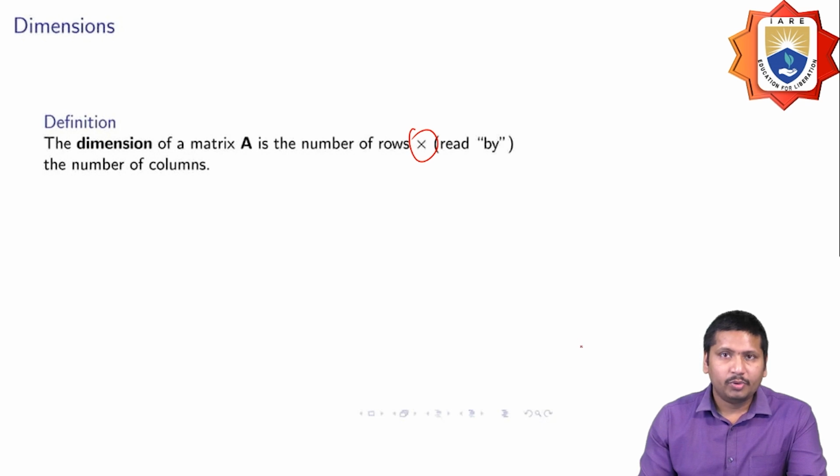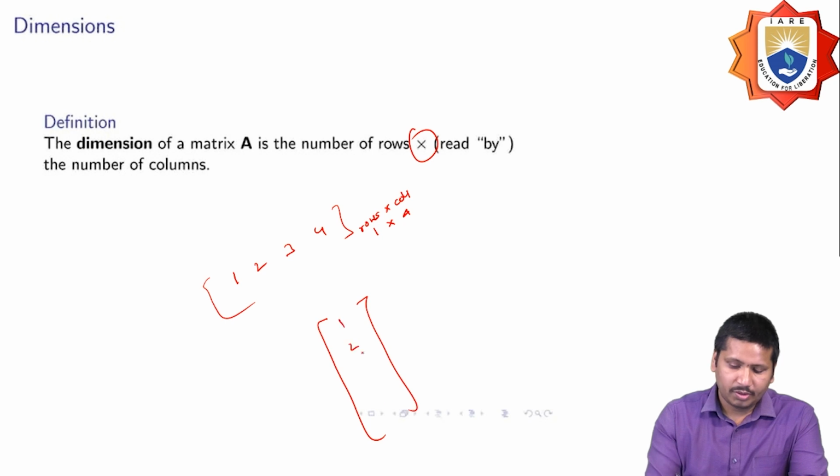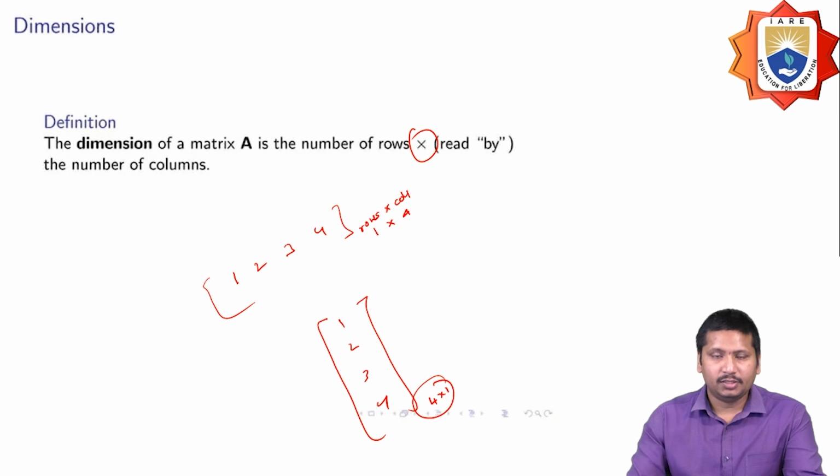So how can I represent it? I have a matrix like this. How is the matrix going to be defined? The number of rows by the number of columns. So how many rows? I have only one row. How many columns? So this shows a matrix of 1 by 4. Suppose if I write it like this, it should be a 4 by 1 matrix. So like this I can mention the dimensions of the matrix here.